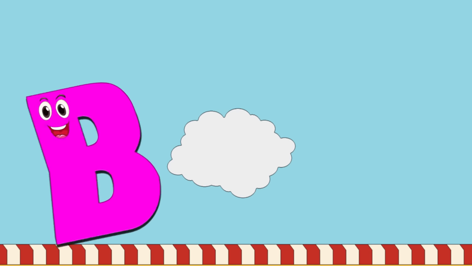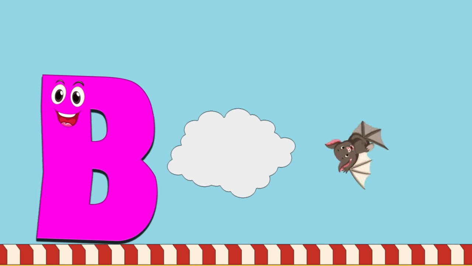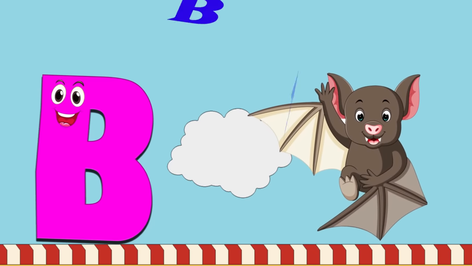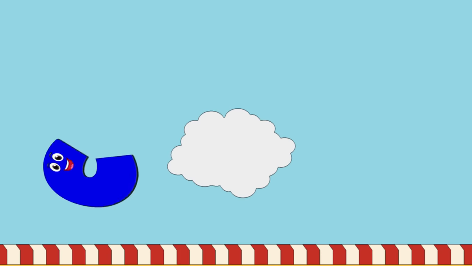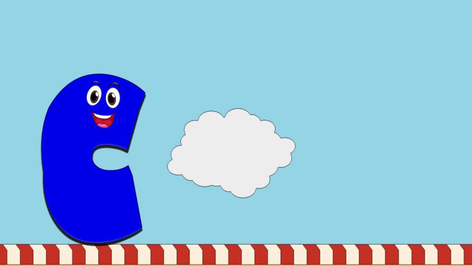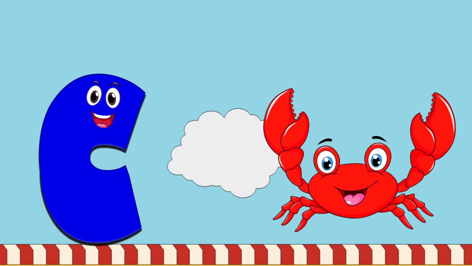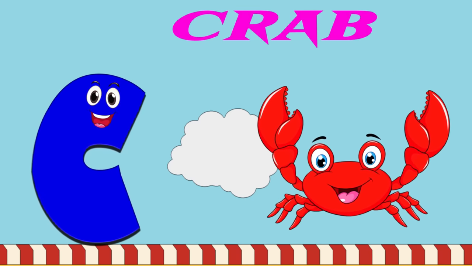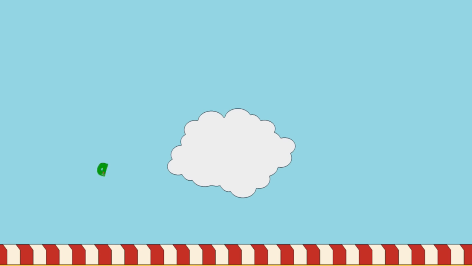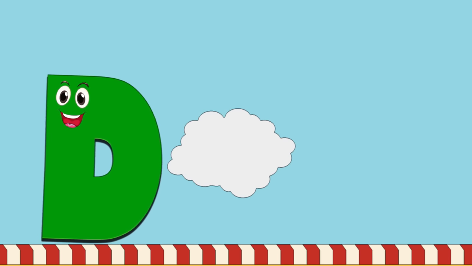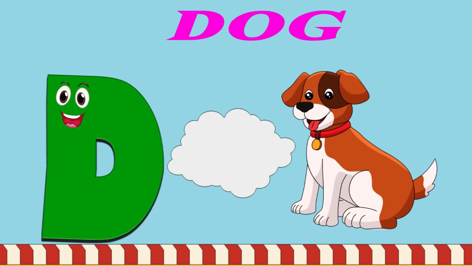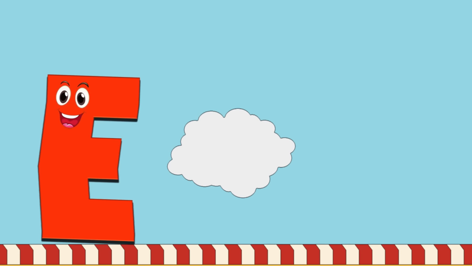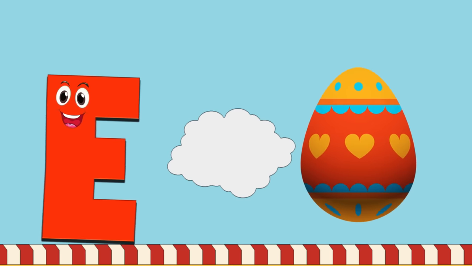Letter B. B for bat. Letter C. C for crab. Letter D. D for dog. Letter E. E for egg.